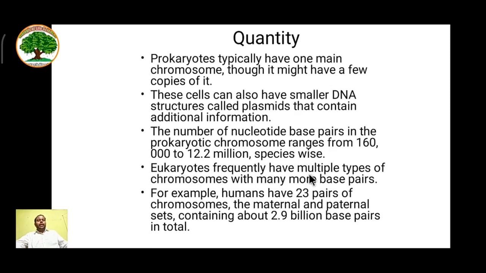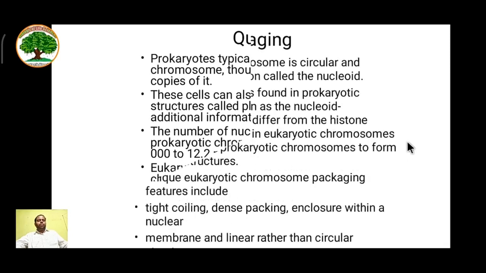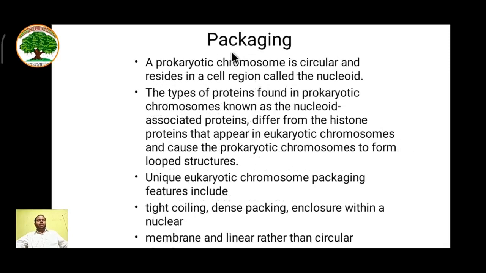Eukaryotes frequently have multiple types of chromosomes with many more base pairs as compared to prokaryotes. For example, humans have 23 pairs of chromosomes. The maternal and paternal sets constitute about 2.9 billion base pairs, but here it is 1 or 2 chromosomes only. Let's see how it is packaged in prokaryotes.